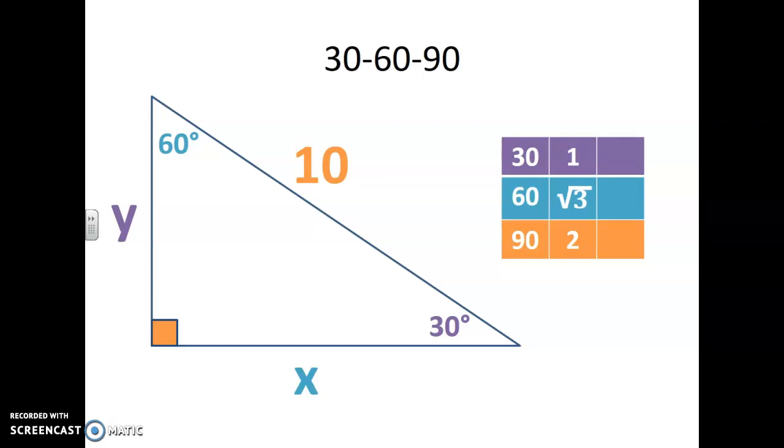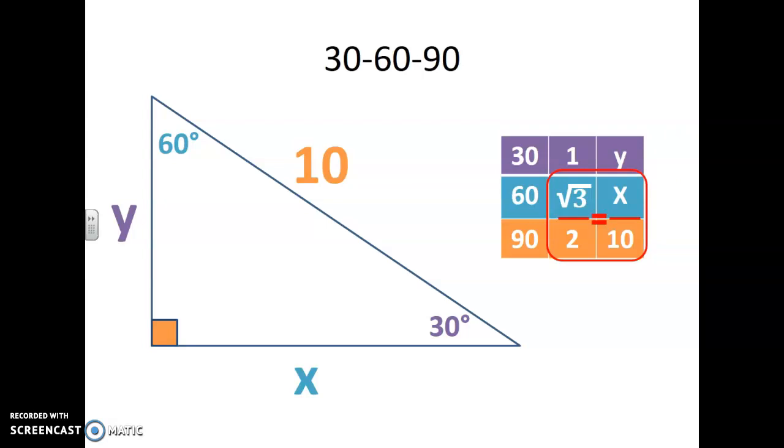The side opposite the 30 is y, the side opposite the 60 is x, and the side opposite the 90 is 10. So your chart is going to look a little different than earlier. Okay, set up your proportion. Notice we cannot use the purple and blue for the first proportion because there are two variables. We have y and x, so you cannot put a box around these two. You're going to have to use the blue and the orange boxes.